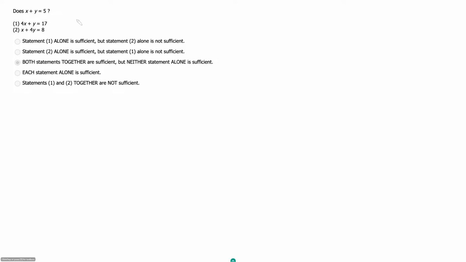Before I move on to my statements, though, one thing I don't want to do here is, if I were to see this and I wanted to rephrase my question, some people might rephrase it as just what is x and y? And I'm saying you would not want to do that because even though it is true, if you were able to solve for x and y individually, that would be sufficient to answer the question.